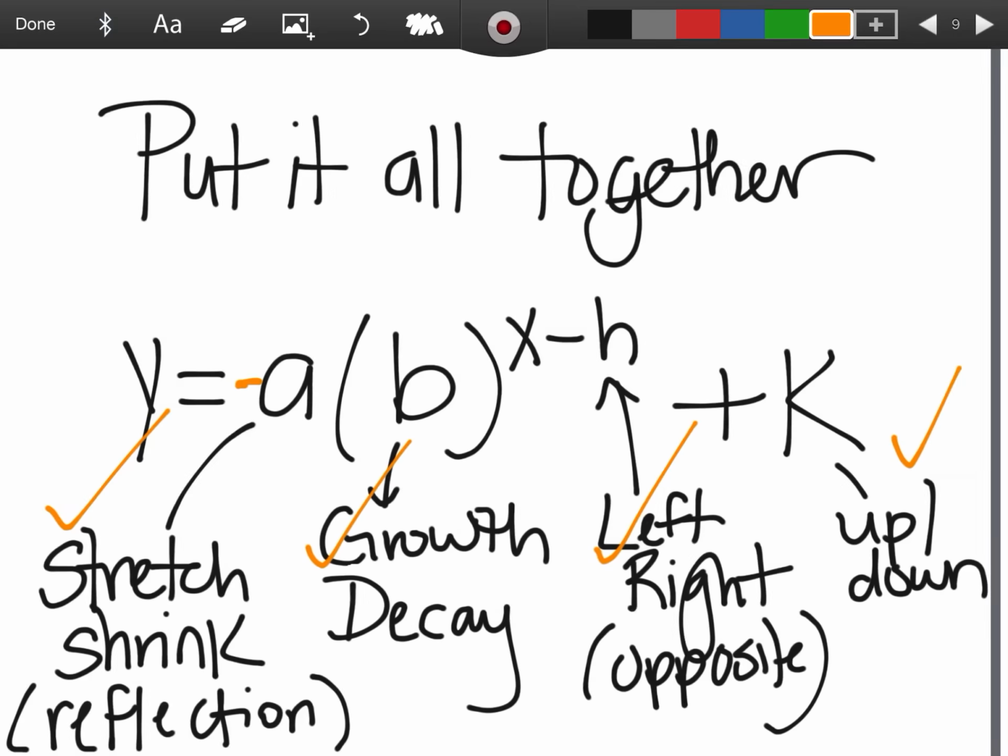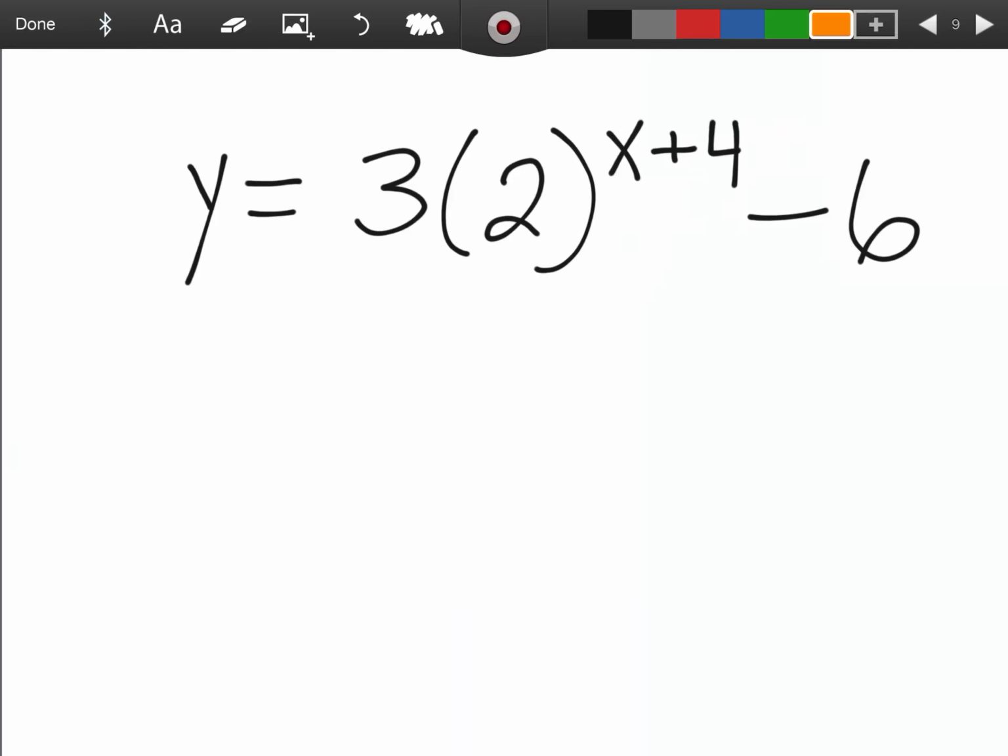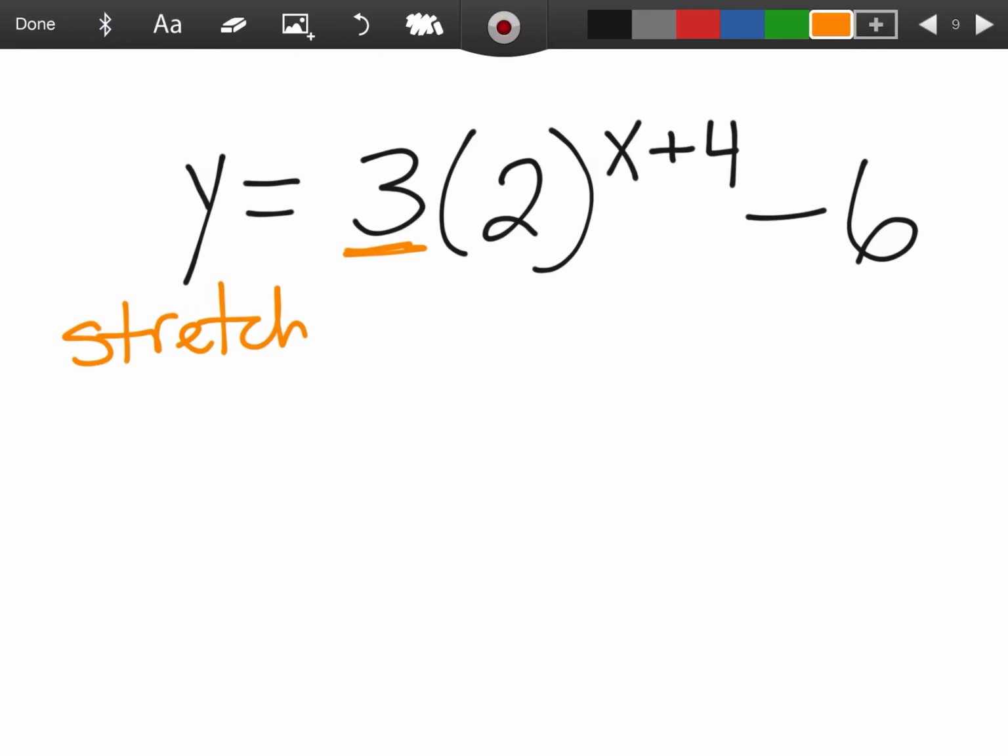Okay, so let's look at some examples. All right, so let's start off with the 3 here. That is a vertical stretch by 3. Okay, the 2 is not really a transformation, but we can make note on the side that it is growth. You don't have to mention that in the transformation, but just know that's going to be very helpful for tomorrow when we're matching the graphs with the equation, that the growth or decay is determined by this middle number here, or the base.